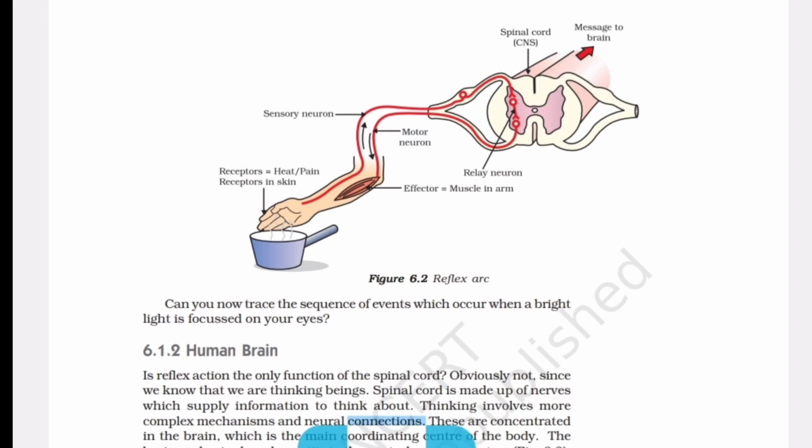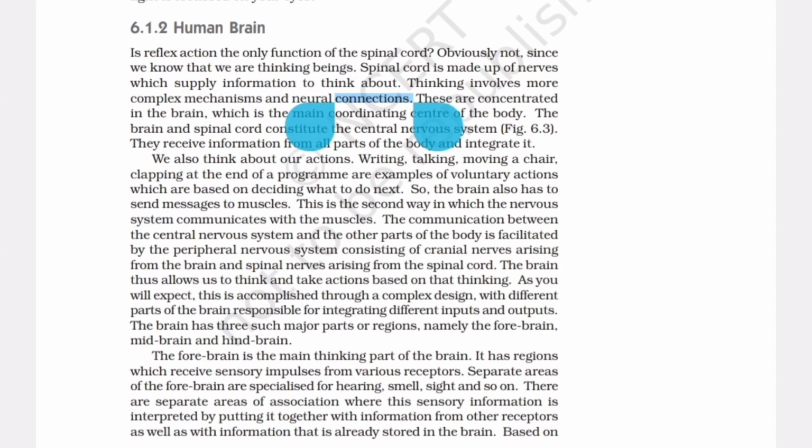Obviously not, since we know that we are thinking beings. Spinal cord is made up of nerves which supply information to think about. Thinking involves more complex mechanisms and neural connections. These are concentrated in the brain, which is the main coordinating center of the body. The brain and spinal cord constitute the central nervous system, figure 6.3.